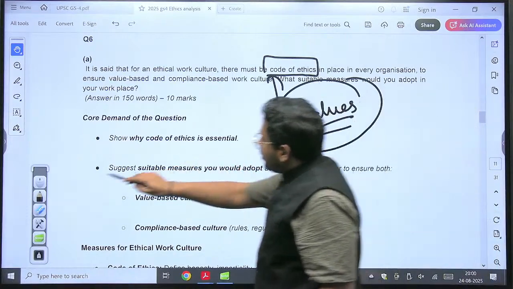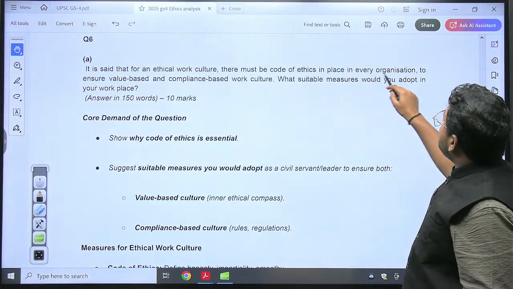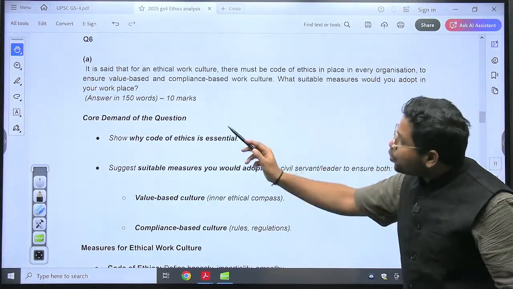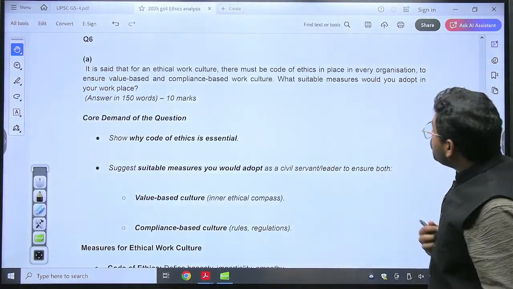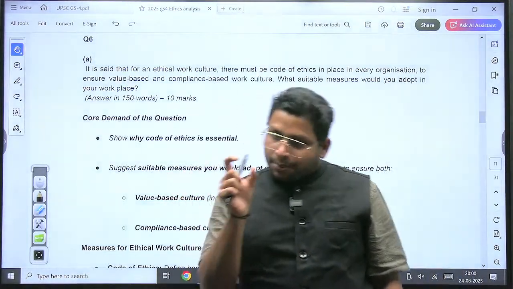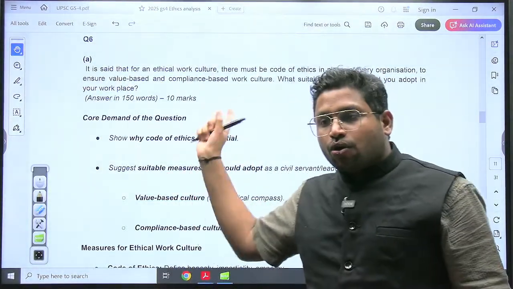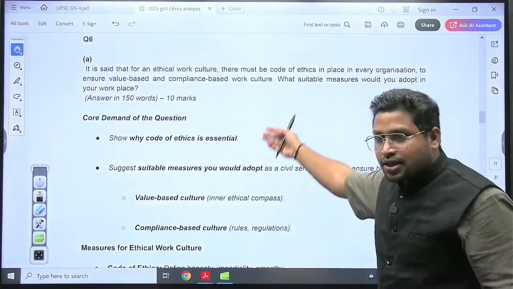So they're saying for ethical work culture, there must be a code of ethics in place in every organization to ensure value-based and compliance-based work culture. What suitable measures would you adopt in your workplace? Work culture is mentioned directly in the syllabus. Code of ethics is also mentioned directly in the syllabus. Basic idea, and you can write this answer.